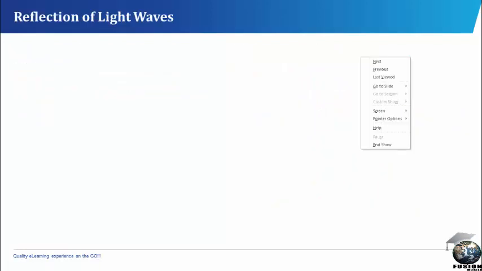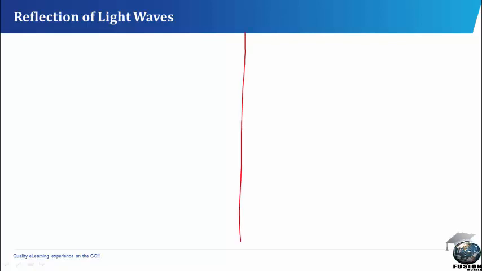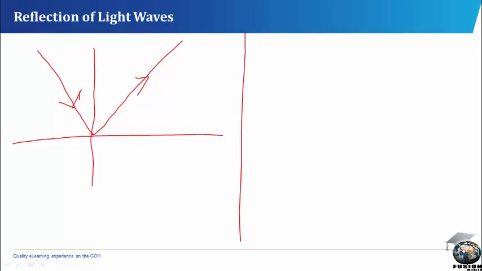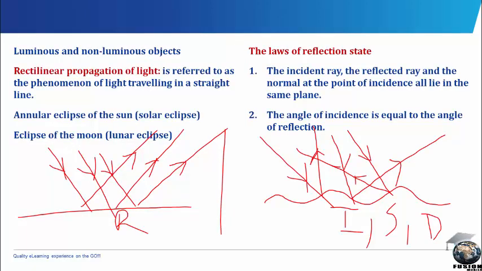Now let's use a diagram to show what that is trying to say. You can see the incident ray, the reflected ray, and a normal. A normal here is a straight line that is perpendicular to the plane of incidence. This is the normal N, this one is the incident ray, and this is the reflected ray. The incident ray, the reflected ray, and the normal, at the point of incidence, three of them lie on the same plane. That's the first law. While the second law says the angle of incidence is equal to the angle of reflection.